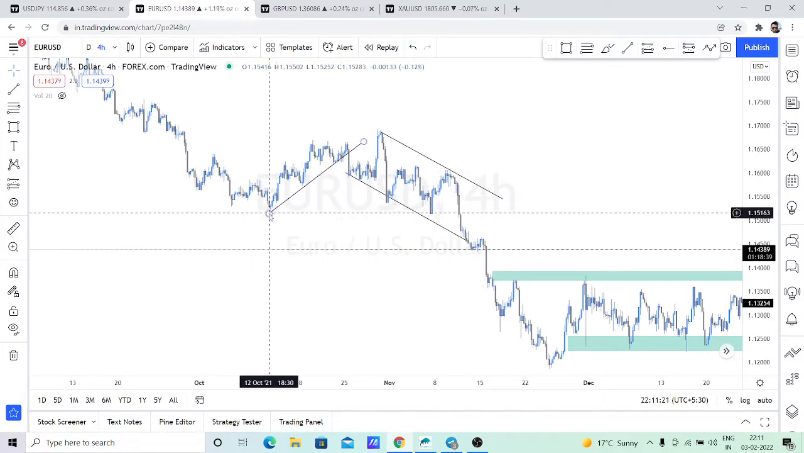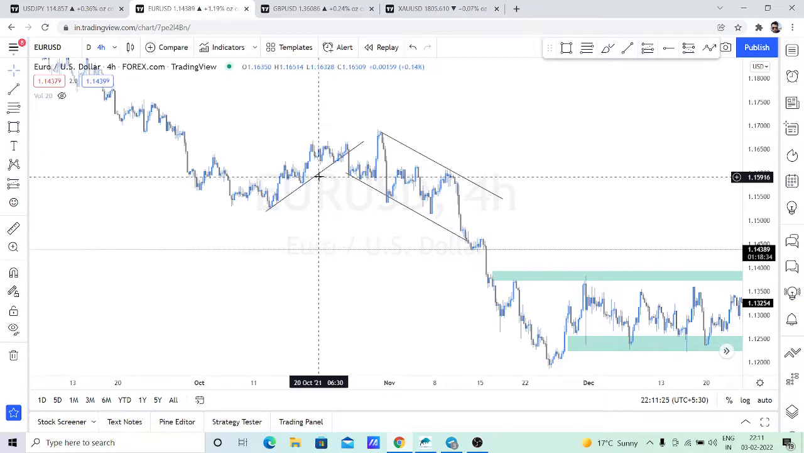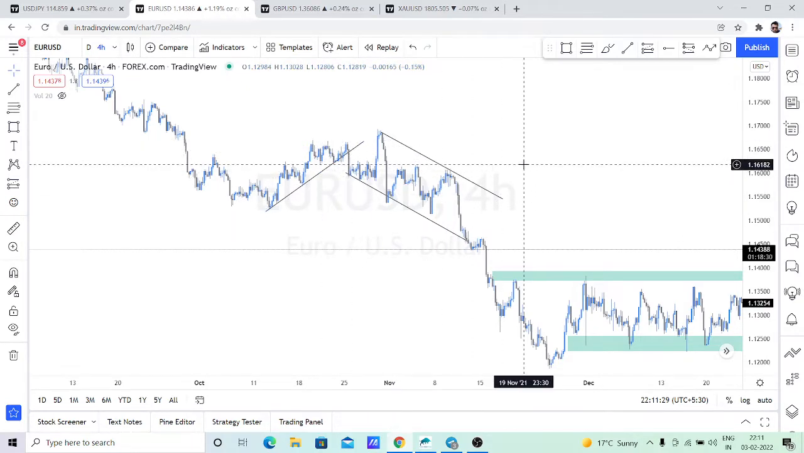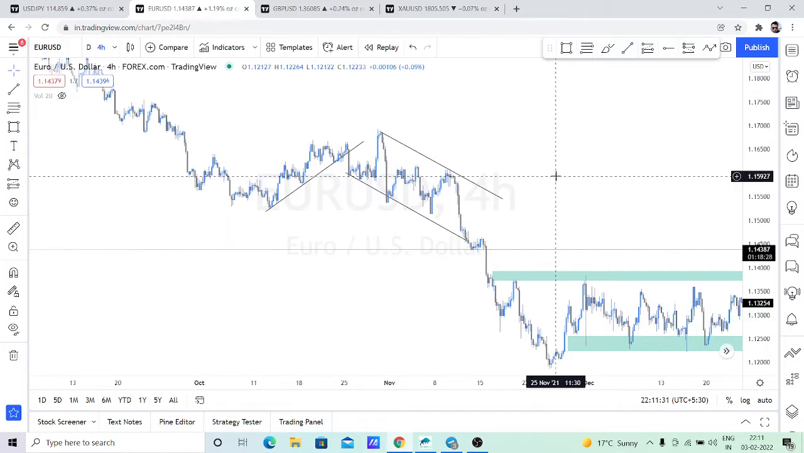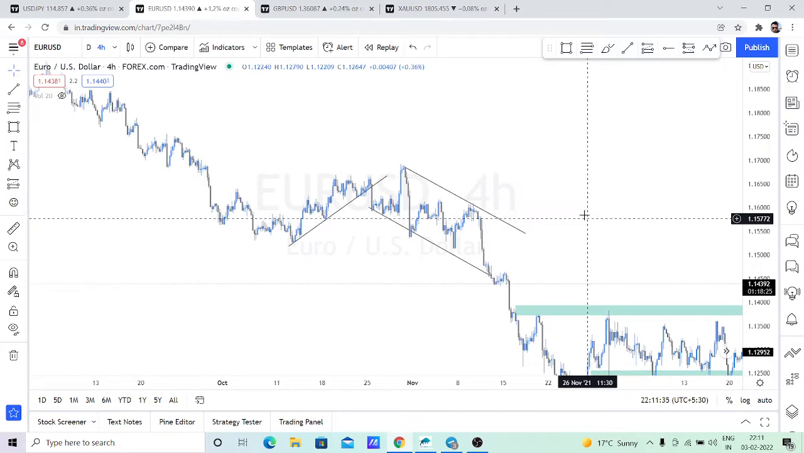So we need to understand liquidity. Once you have a clear understanding of this liquidity, then we will combine it with our other factors that we will be dealing with in the coming videos, so stay tuned for that.